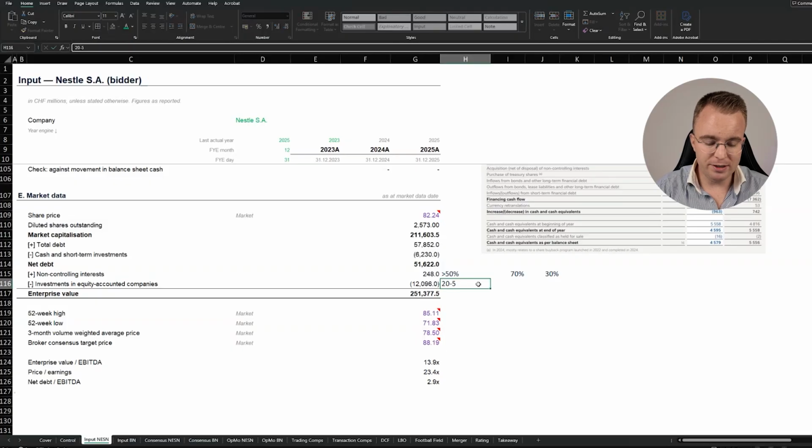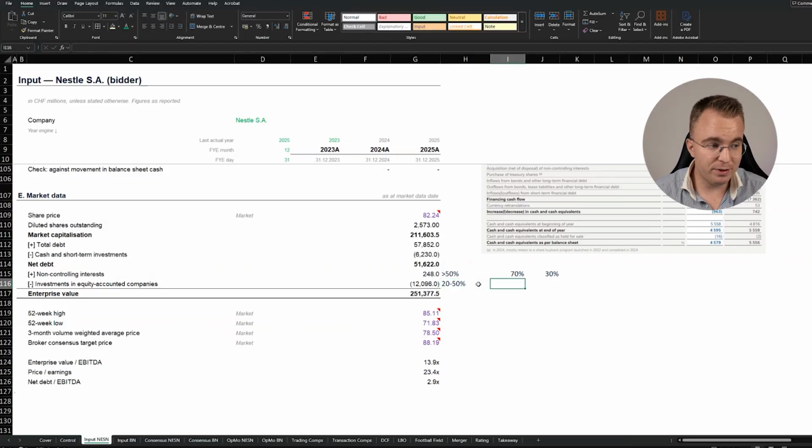Equity accounted companies, you own 20 to 50% of the company, so you have a significant share, but you do not fully consolidate it. Meaning it's like a single investment into this company, but you do have a significant stake in it. So you do have a sort of say in the way the company is managed because you own 30%, for instance, but only 30% of the net income flows into your net income, while the rest does not.